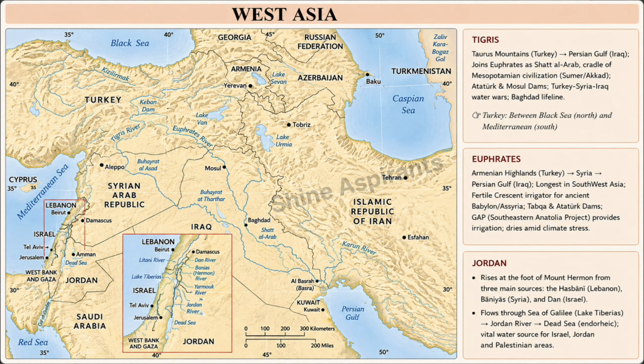Ataturk Dam and Mosul Dam on Tigris. Turkey-Syria-Iraq water wars ongoing. Baghdad lifeline. Turkey is located between Black Sea in the north and Mediterranean Sea in the south.